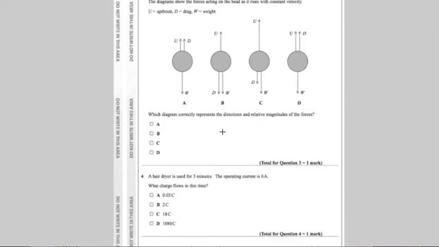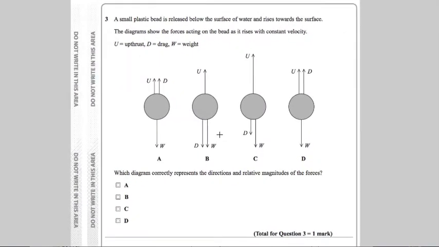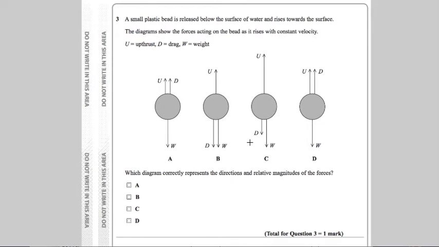Okay, question 3. Let's see. A small plastic bead is released below the surface of water and rises towards the surface. The diagrams show the forces acting on the bead as it rises with constant velocity. Now, the fact that it rises with constant velocity means the forces must be balanced. That means we can immediately discard B, because we can see that in B the downward forces, if we add them together, are going to be bigger than the upward forces. And same thing I would say with D. So that leaves A and C. Which diagram correctly represents the directions and relative magnitudes of the forces?